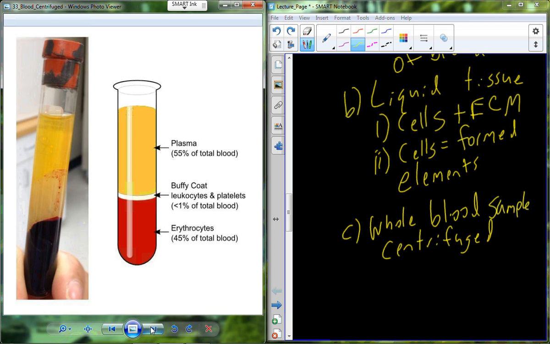We will pick up here on Monday talking about whole blood samples, what it means, what this actually represents in a centrifuge sample of whole blood.